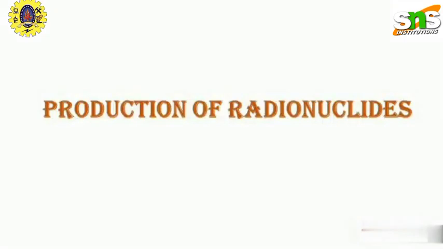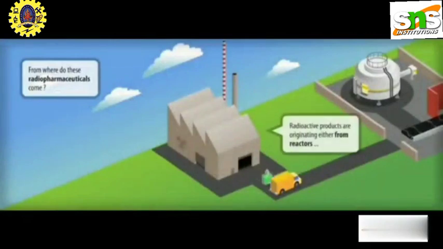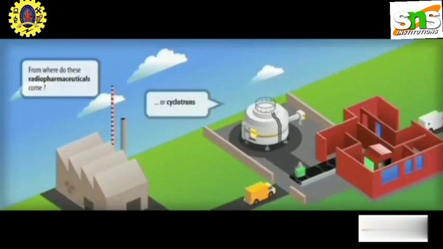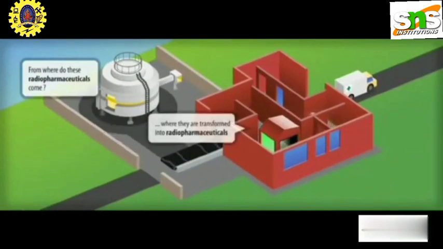Today's topic is the production of radionuclides. Let's see from where these radionuclides are produced. These radionuclides are produced either from nuclear reactors or cyclotron. Then these products are further processed in radiopharmacies. Then it is transformed into radiopharmaceuticals.